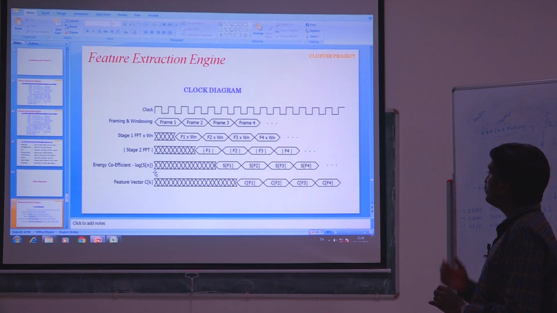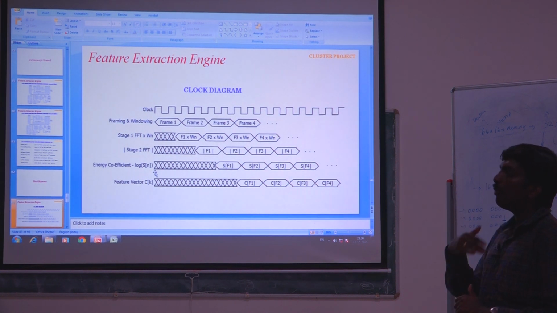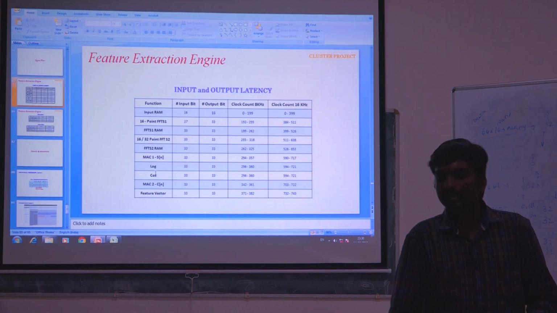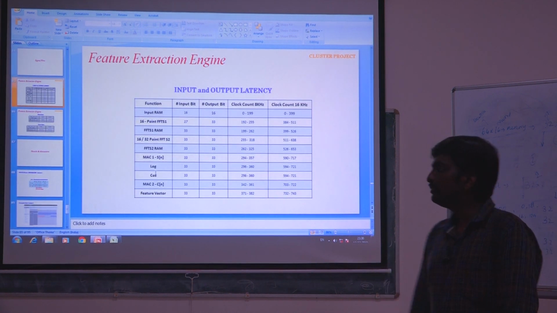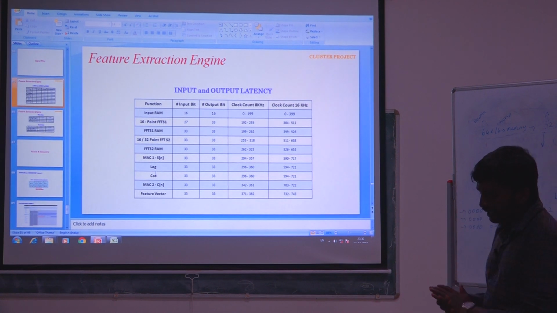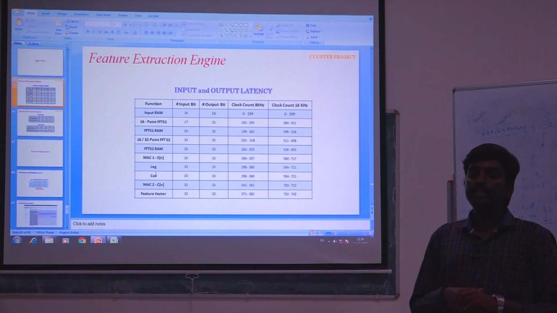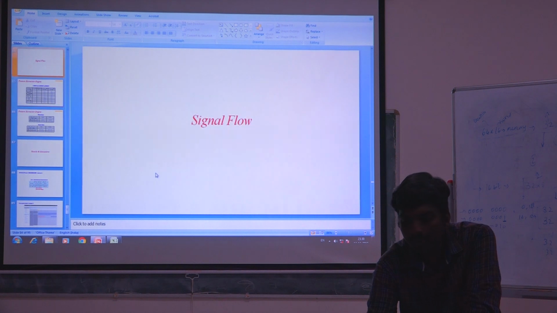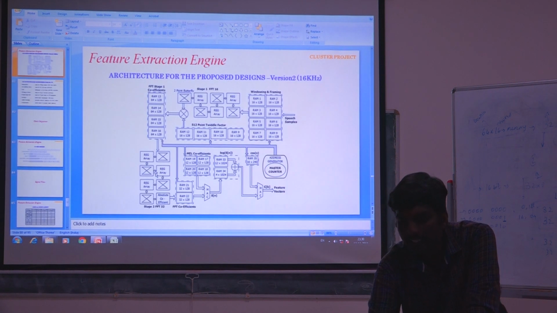So the energy coefficient, again, is shifted. What is the overall latency we have for the entire thing? It is mentioned as a signal flow in this table. If you observe the input RAM, it mentions two things: one is the bit size and the other is the clock count. Before going to the clock count, we need to discuss the bit size for the architecture.